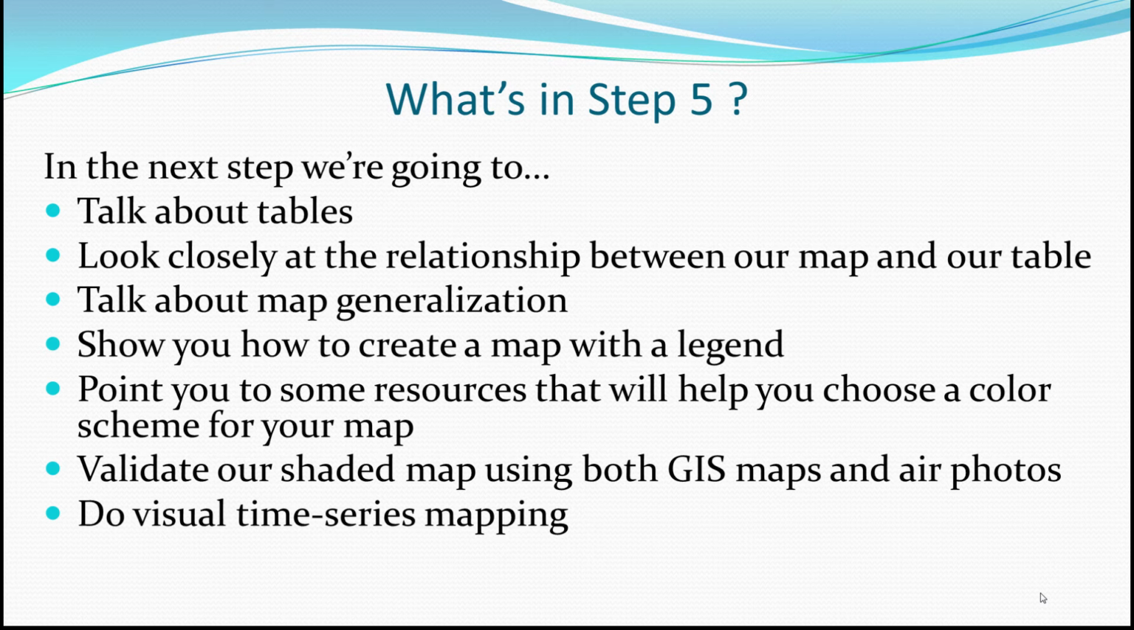And I also want to talk about validating the map that we create using both our GIS maps, our vector maps, in this case cadastral map, and our air photos. And then we're going to do a visual time series mapping exercise. Okay, we're going to look at how land use has changed in Yarmouth in Massachusetts between 1971 and 1999.